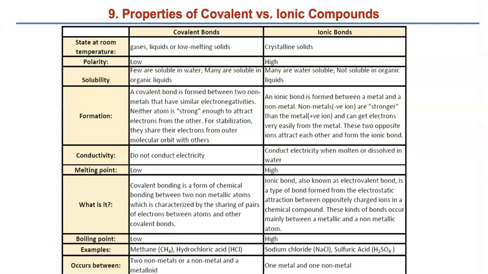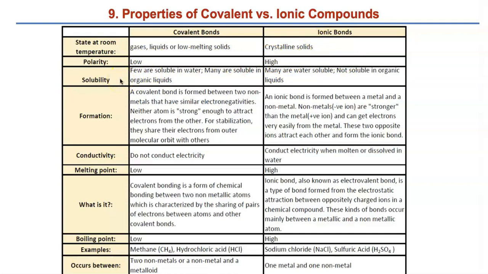Finally, let's look at the properties of covalent versus ionic compounds so that you can understand what they are. At room temperature, covalent compounds are gases or liquids, and they have low melting points. They're low melting point solids. And compounds with ionic bonds are crystalline solids. They make crystals like table salt and magnesium chloride and things like that. Their polarity is very low. For ionic bonds, it's very high.